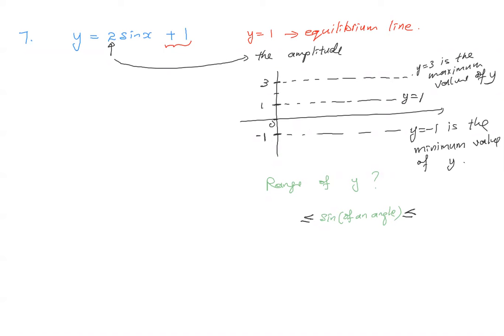The true fact about sin of an angle: the sin of an angle is between -1 and 1. Yes, you are right. So that means I know that my 2 sin x will be between 2 and -2. And my 2 sin x plus 1 will be between 3 and -1. So this is very important. It's called true facts.